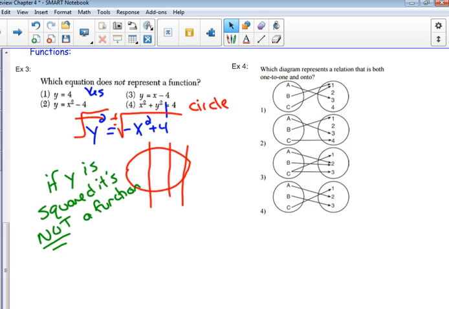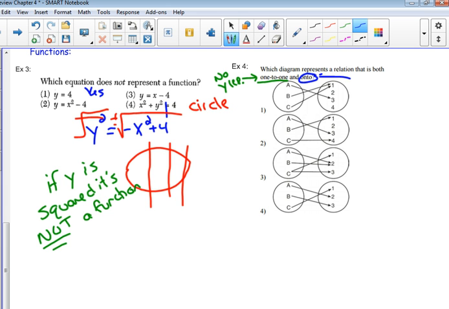So which diagram here, this is one I see quite a bit. I think they had one in the last exam like this. Represents a relation that is both one-to-one and onto. So you guys need to know what those words really mean. One-to-one. Does anybody want to tell us what that means? No y repeats. Good. So no y repeats. And onto means they're all used. Perfect. All y used.